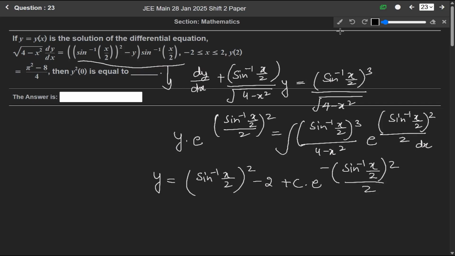So y(2) here will be equal to π²/4 − 2. This implies that c is equal to 0.